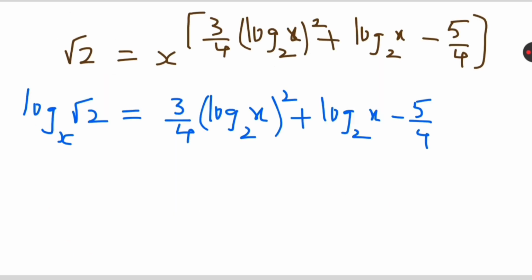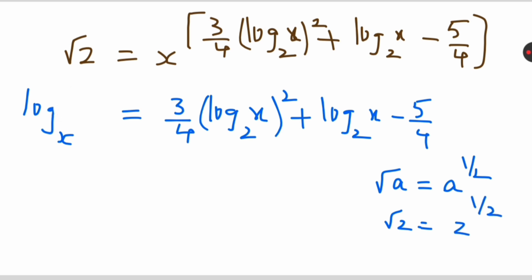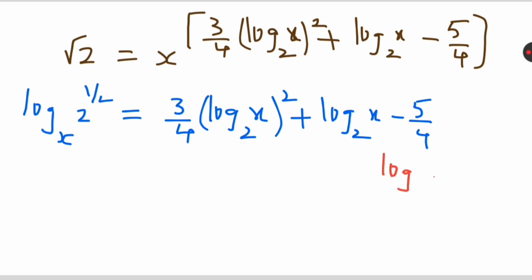So let's take this. Now observe only the left hand side, which has log root 2. Suppose if we have root a, we can write it as a raised to the power of 1/2. Similarly, root 2 also we can write as 2 raised to the power of 1/2. Now observe this log 2 raised to the power of 1/2. It is in the form of log a raised to the power of m, and we can write this as m times log a. Use that property here. So we can write this as 1/2 log 2 with base x, isn't it?